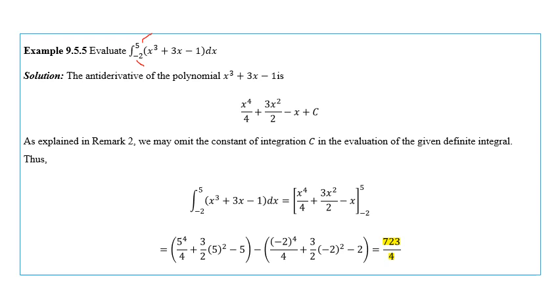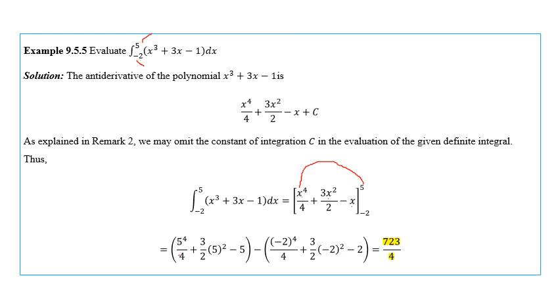squared minus x. It is evaluated from negative 2 to 5. So, ang gagawin natin dito, si 5, yun yung unahin nating i-substitute sa lahat ng variable x dito. So, we replace x by 5. So, magiging 5 raised to the power of 4 over 4. Sa second term, magiging 3 over 2, replace si x ng 5 raised to 2, minus 5. And then minus, always itong minus.